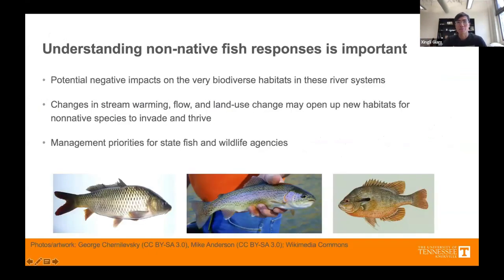And understanding this is really important, right? Because we know that non-native species have the potential to become invasive, and if they do, they can have potentially negative impacts on the very biodiverse environments that we have in the Southeast, in the Tennessee River Basin and in the Cumberland. And further, with climate change, we know that the streams are going to warm, the flow regimes are going to change.